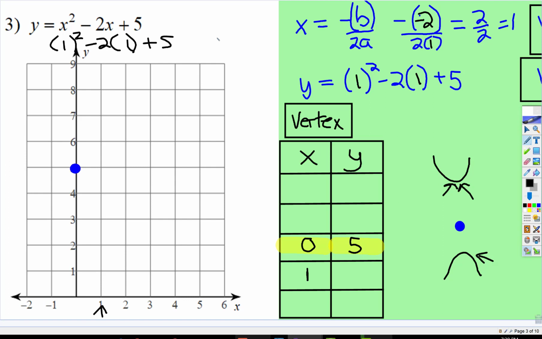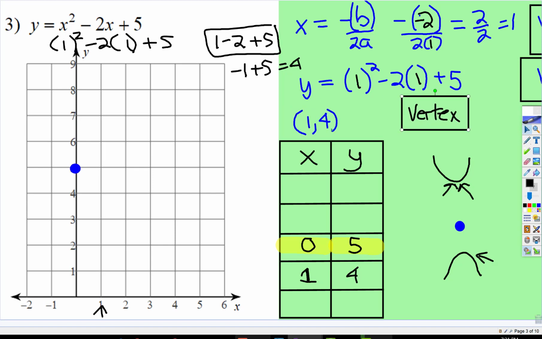Well, 1 squared is 1. Subtract 2 times 1, which is 2, so subtract 2, plus 5. And you just do the math. 1 subtract 2 is -1. -1 plus 5 is 4. So when x is 1, y is 4. And that's the vertex value. So I'm going to put a point at (1, 4).